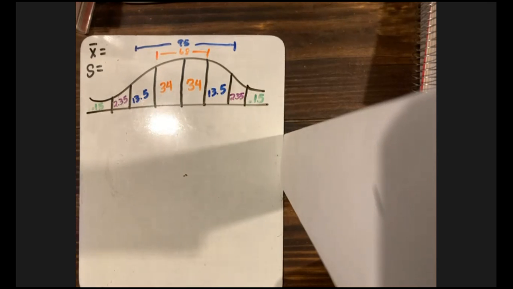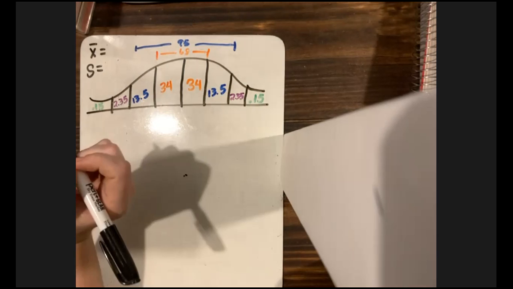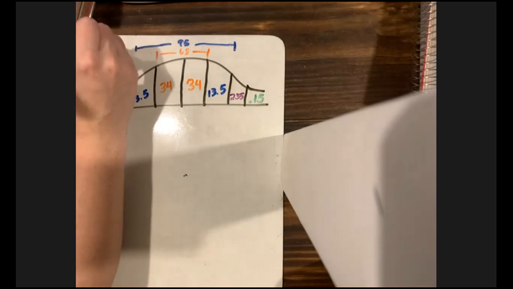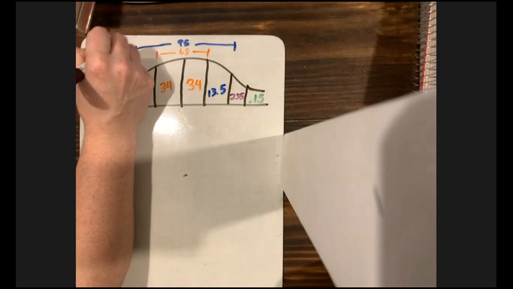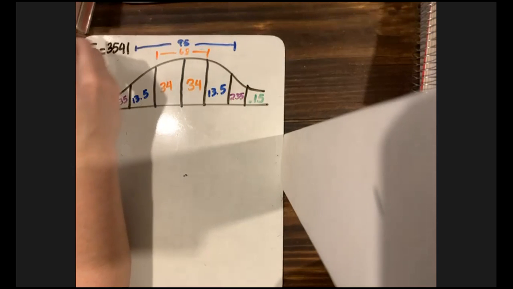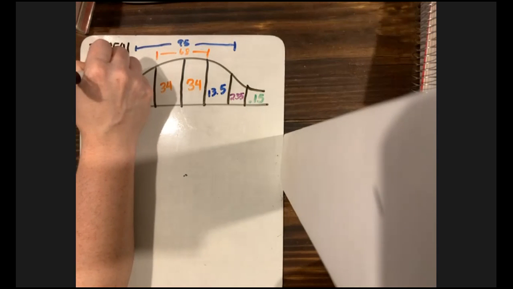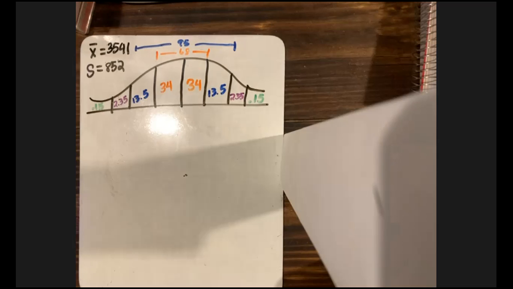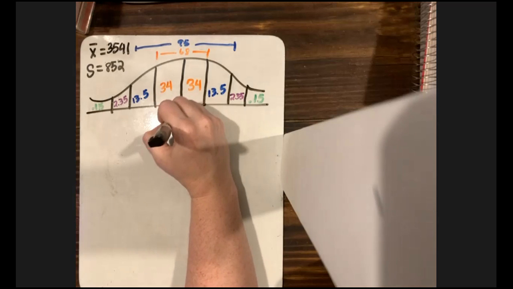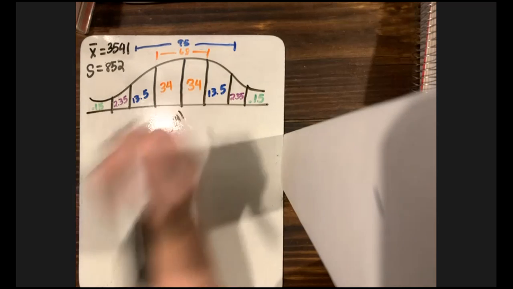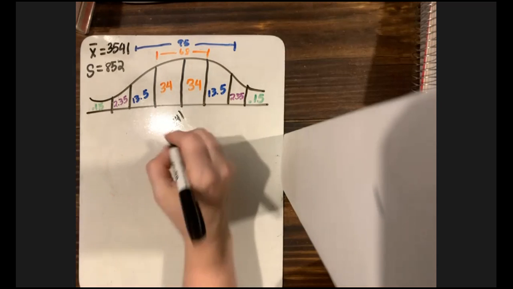Okay, so now if we take a look at number 8, it says a study is conducted at the Center for Population Economics at the University of Chicago, and they studied the birth weights of 607 babies born in New York. The mean weight was 3541 with a standard deviation of 852. So the first thing that we're going to do is set up our chart. So 3541 is going to go right here in the middle. I'm going to add 852 to that.